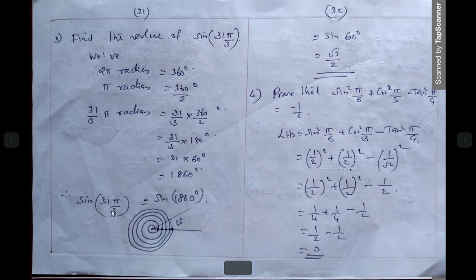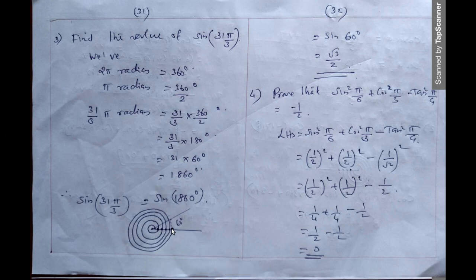So sin 31 pi by 3 means sin 1860 degrees. This is positive, so we can rotate like this. Positive direction means this one, whereas negative direction means this one. So now 360 degrees, then again rotating 360 degrees, again 360 degrees, again 360 degrees, again 360 degrees, plus 60 degrees. So 1, 2, 3, 4, 5.